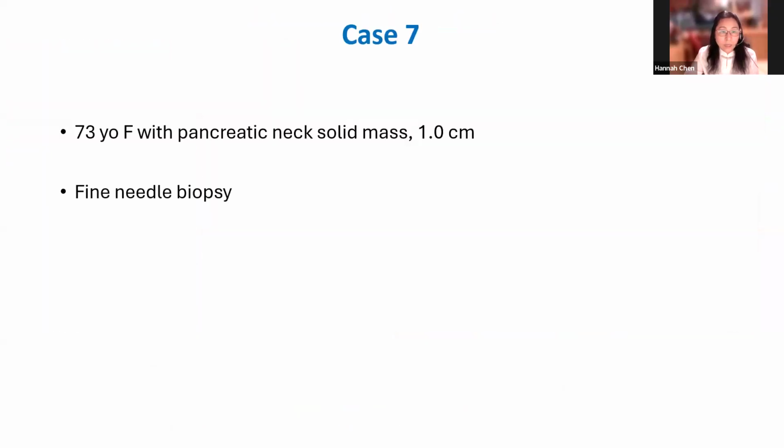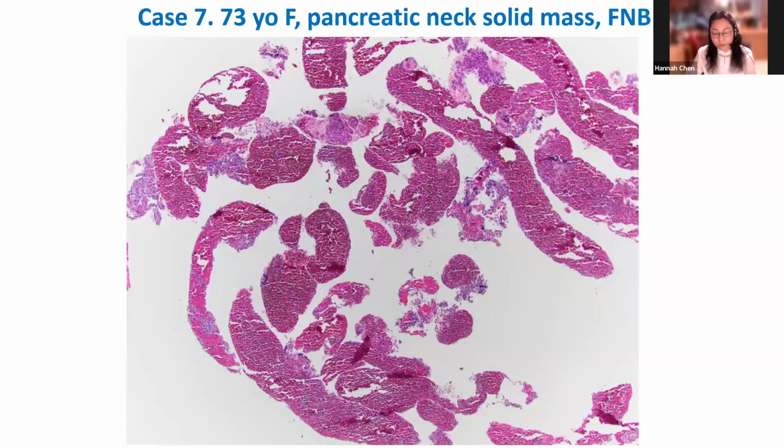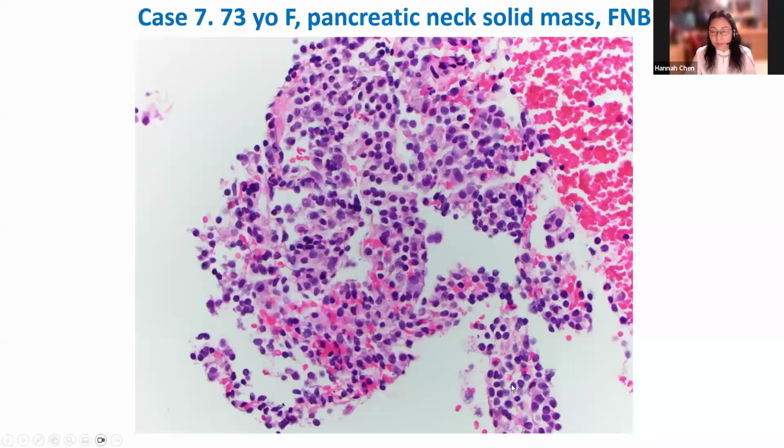Another case, a 73-year-old female with a pancreatic neck solid mass, 1.0 centimeter. Fine needle biopsy was performed. You can see there are some lymphocytes in the background, and a lot of blood clot. These are tumor cells. Morphologically, it seems again to be monomorphic.